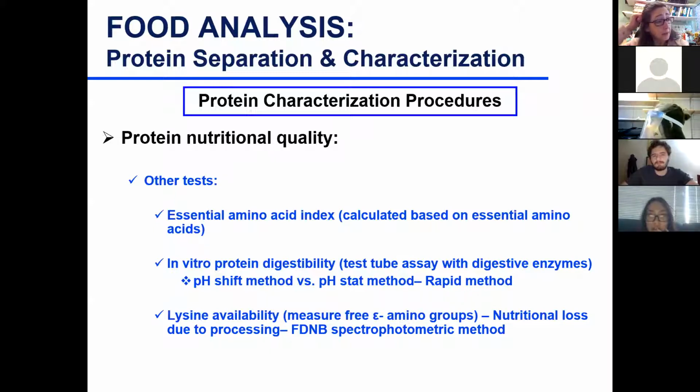Other tests that can be done is looking at essential amino acid index. Here you calculate all of the essential amino acids. You determine all of the essential amino acid amounts and you get an index. And there's also the in vitro protein digestibility. So there are kits out there that can determine protein digestibility based on using digestive enzymes.